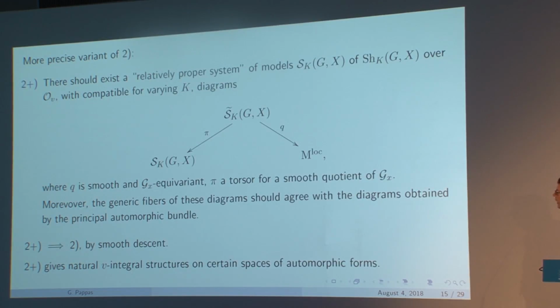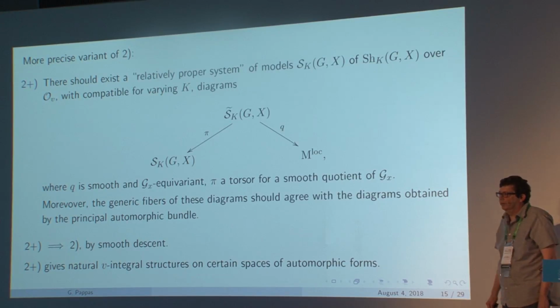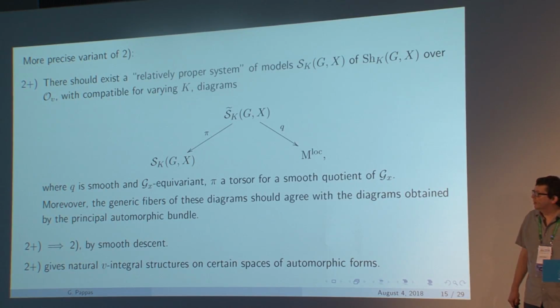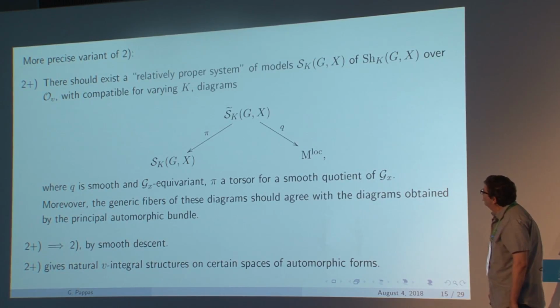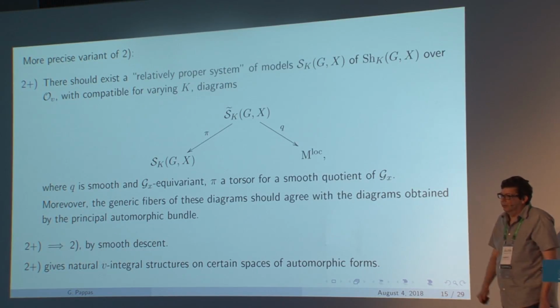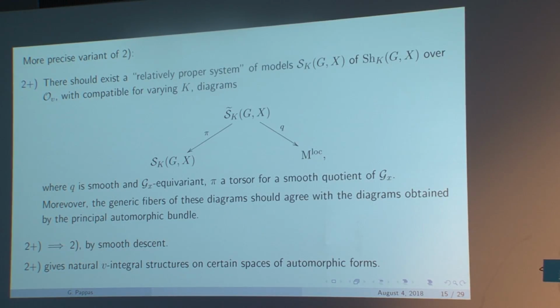And actually 2+ manages to give you integral structure on spaces of automorphic forms by taking various representations of the covering group in the torsor. The same way as you get this from the principal automorphic bundle.